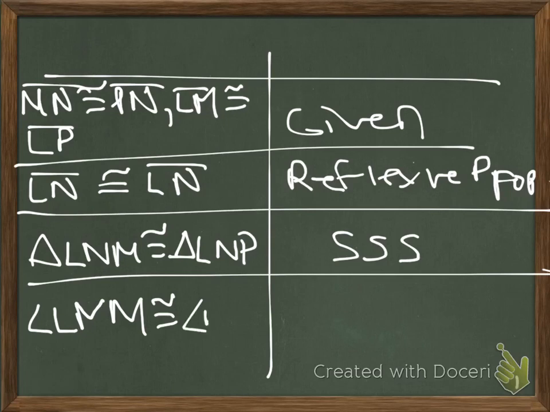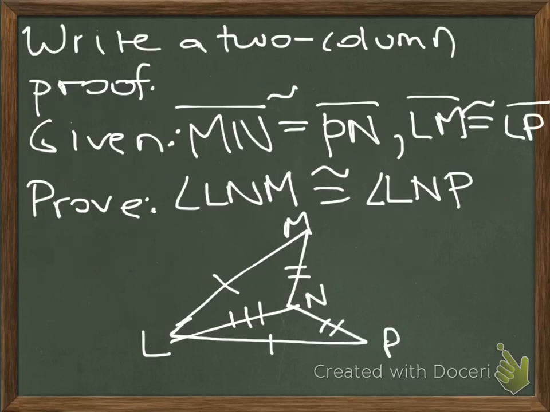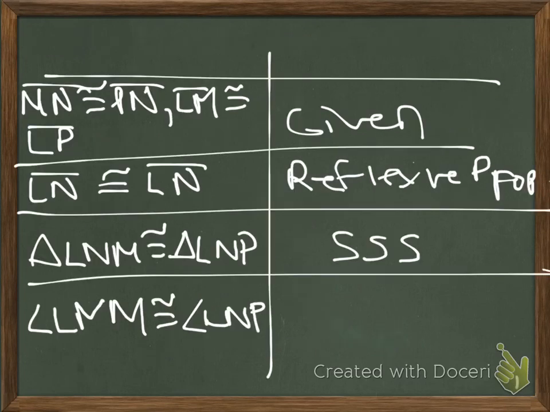angle LNP. And since the two triangles are already congruent, we can use this, which we actually used in one of the other lessons, CPCTC, which means congruent parts of congruent triangles are congruent. So since the triangles are congruent, we can say all the parts of the triangles are congruent. So that concludes lesson 4.4 on proving triangles congruent.